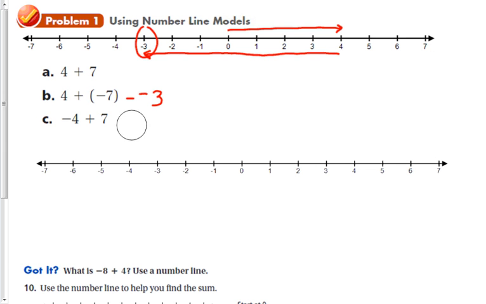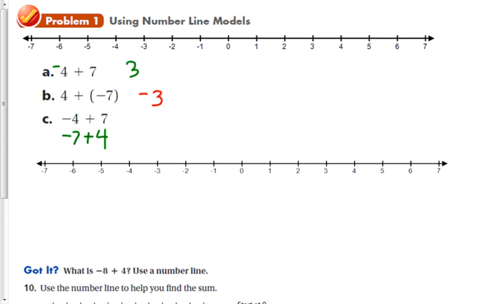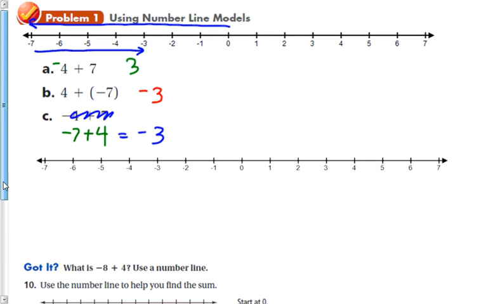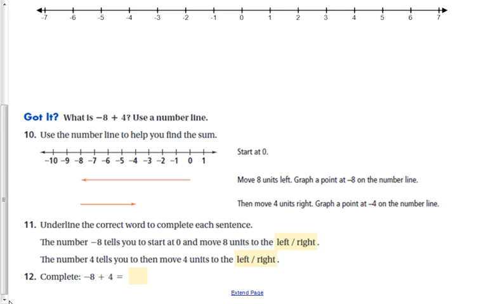And then the last one, -4 plus 7. We already did that one, so I'm going to change that problem to something else. I'm going to do -7 plus 4. So my first arrow will be 7 units to the left starting at 0. And that'll take me to -7. And then adding 4 will take me 4 units to the right, and it'll end up at -3. All right, so I'll let you try that. Check back with your answers.